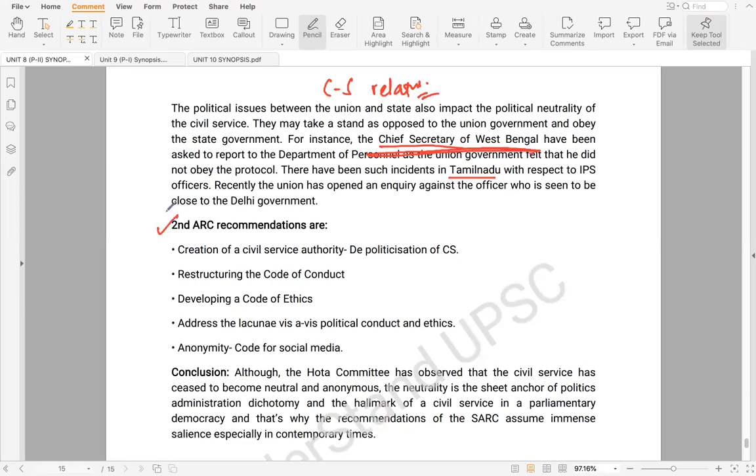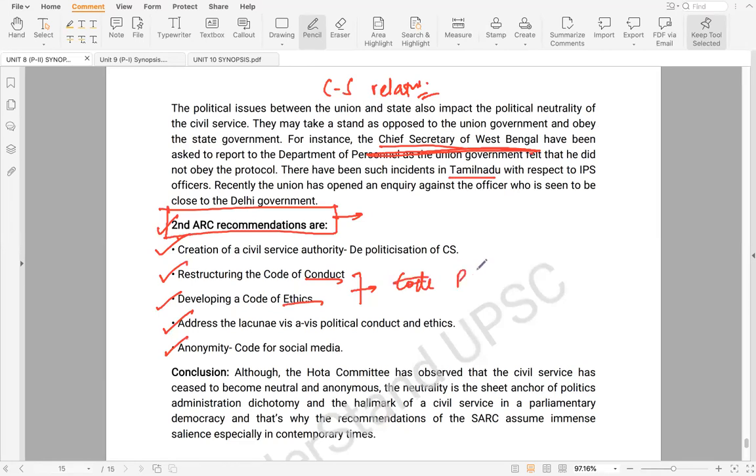The second ARC recommendations, which would be the probable solutions for such a problem, would be creation of a civil services authority, depoliticization of civil services, restructuring the code of conduct, developing a code of ethics, addressing the lacunae vis-a-vis political conduct and ethics, and an anonymity code. You also have a combination of the code of conduct and the code of ethics, I am not able to recall the name, but I think the second ARC came with it as a public services code.